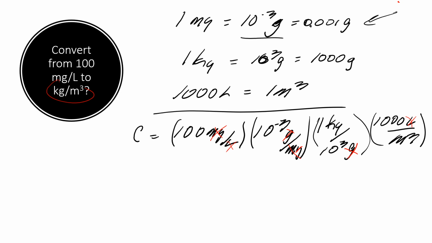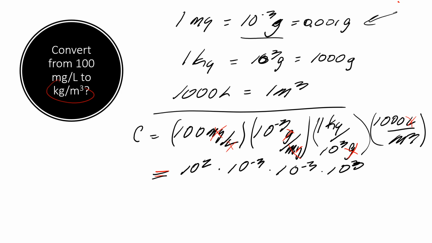100 is 10 to the second. Let's write these out so you can all see this. So we're going to have 10 to the second times 10 to the negative third. And then here we have 10 to the third in our denominator. So I'll write it here as 10 to the negative third, just to keep them all consistent. And the last one's 1,000. That's 10 to the third.